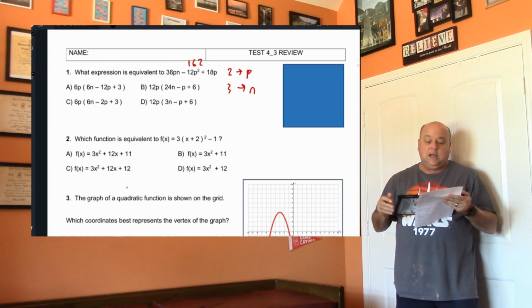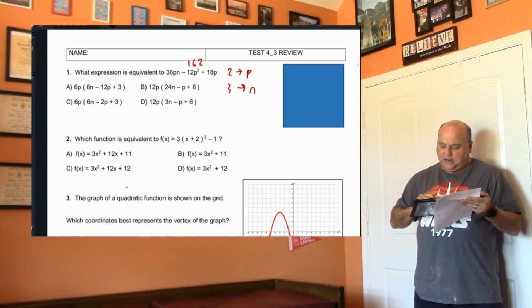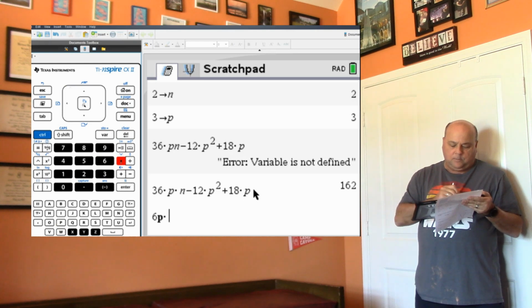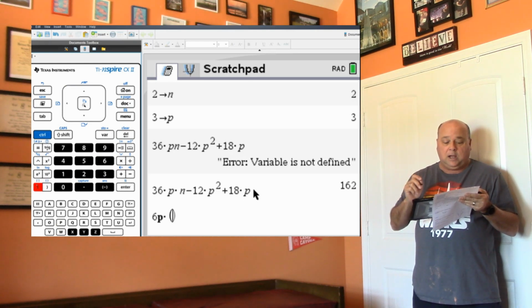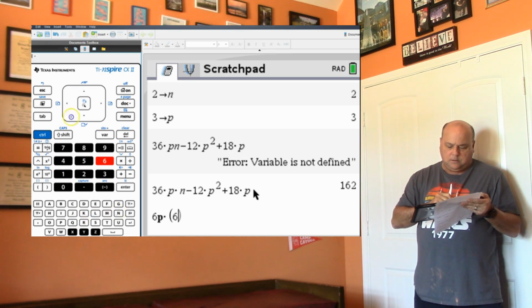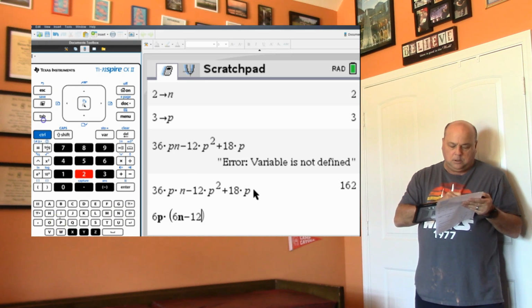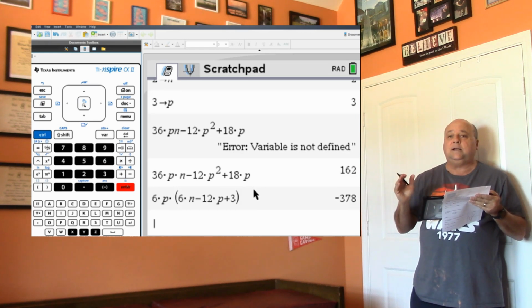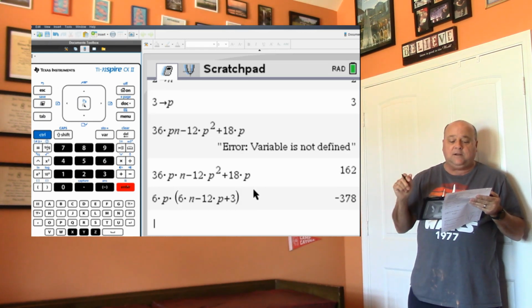Let's just type in letter A. So I'm going to go to the calculator, and we're just going to type in letter A. So it's 6p, parentheses, and I need to put a times, so I'm going to hit times, parentheses. If you don't put that multiply, it won't work. 6n minus 12p, and then plus 3. Close the parentheses, hit enter, and it's negative 378. It does not match up. That's not the correct answer.